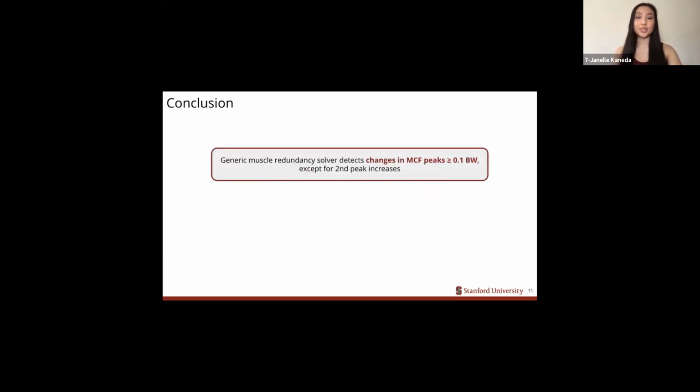In conclusion, we show that a generic muscle redundancy solver is sufficient to detect most changes in medial contact force peaks greater than 0.1 body weights. Our study suggests that if your simulation results show peak changes of this magnitude, then you can have confidence that these are accurate. Estimates for increases at peak 2 could be improved with more complex methods that incorporate electromyography.